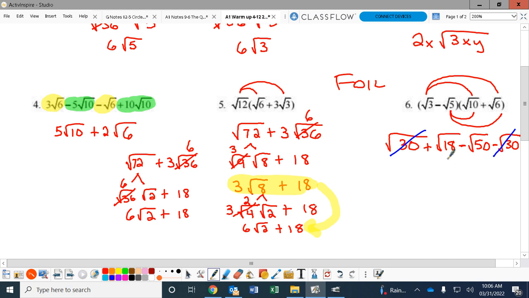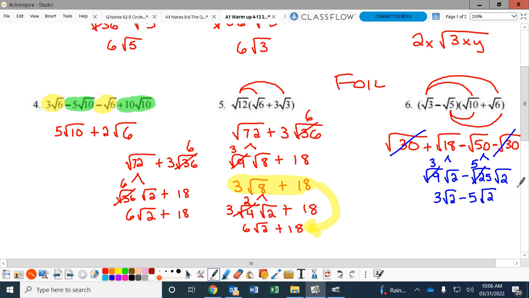The 18 breaks down into the square root of 9 and the square root of 2. Focus, people. Minus the square root of 50 breaks down into the square root of 25 and the square root of 2. Okay, guys, what's the square root of 9? 3. What's the square root of 25? 5. So that's going to make it 3 square roots of 2 minus 5 square roots of 2.